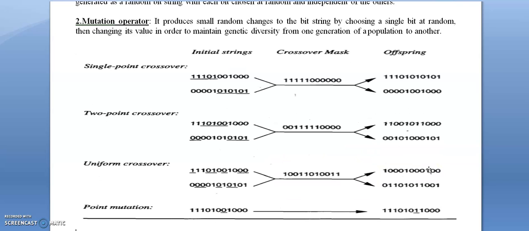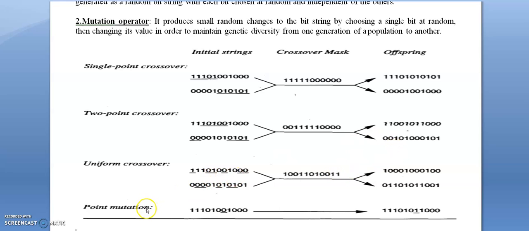Next we have uniform crossover. Here we have some random pattern, and accordingly we will generate the offspring. So here for 1, that bit will be copied from the first parent. For 2 zeros, the ith position bits will be copied from the next parent. Then we have 1 1, so again 2 bits will be copied from the first parent, and so on.